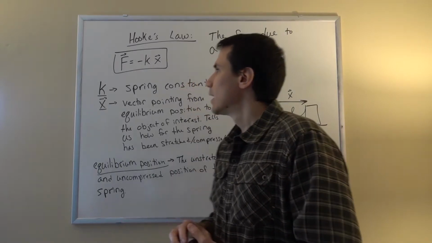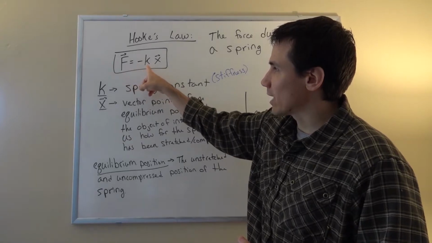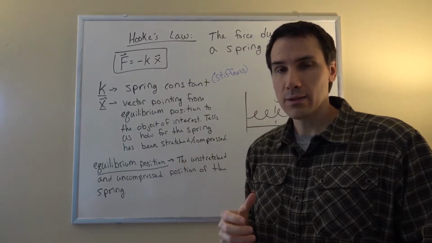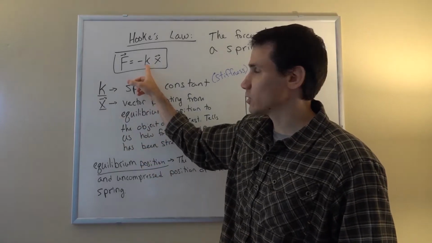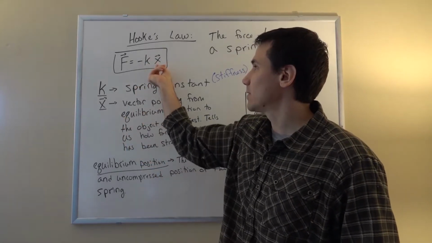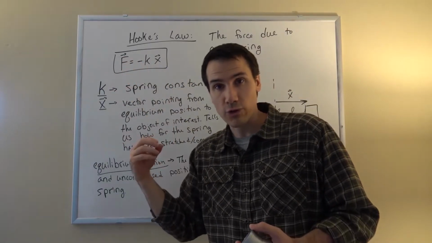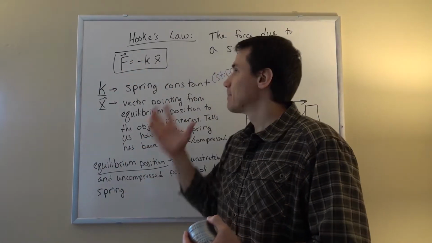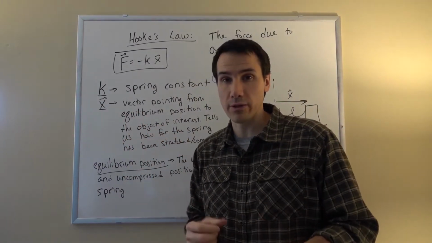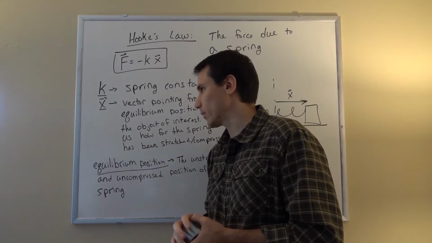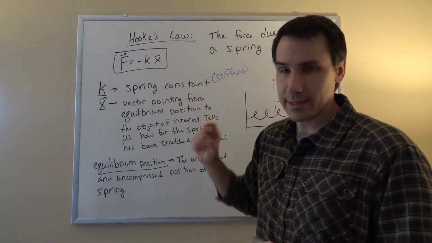Okay, so because force is directly proportional to k, we expect that a higher spring constant for the same x, which we'll get to, will lead to a larger force, right? So higher spring constant leads to a larger force with all other things being the same. Okay, so now let's think about x.